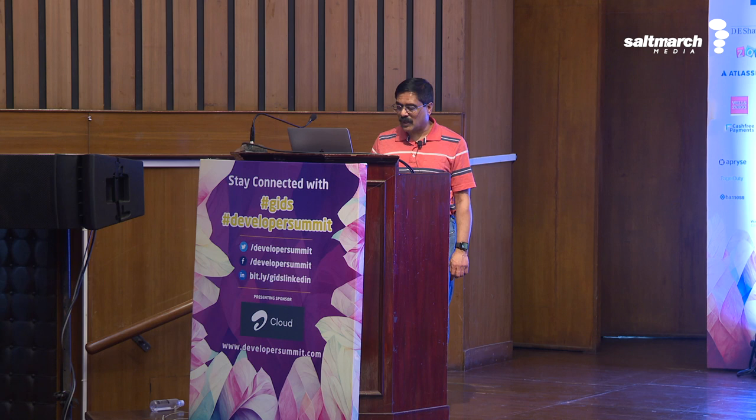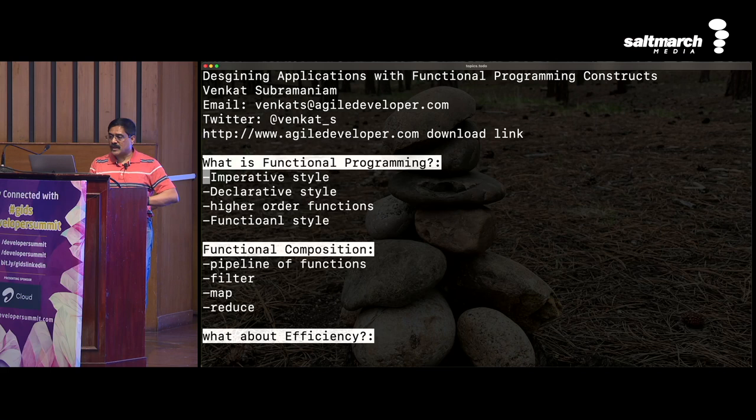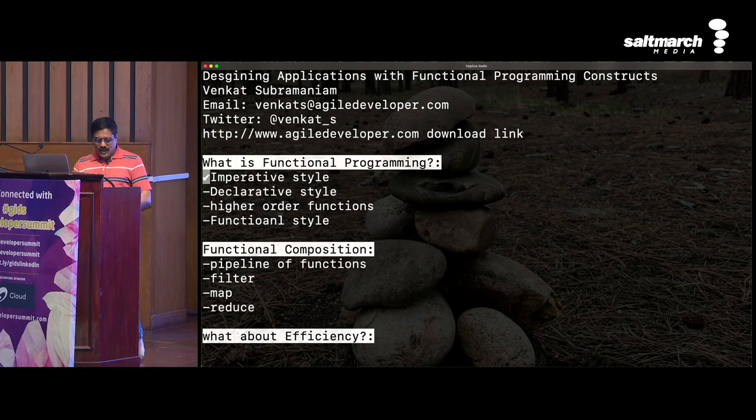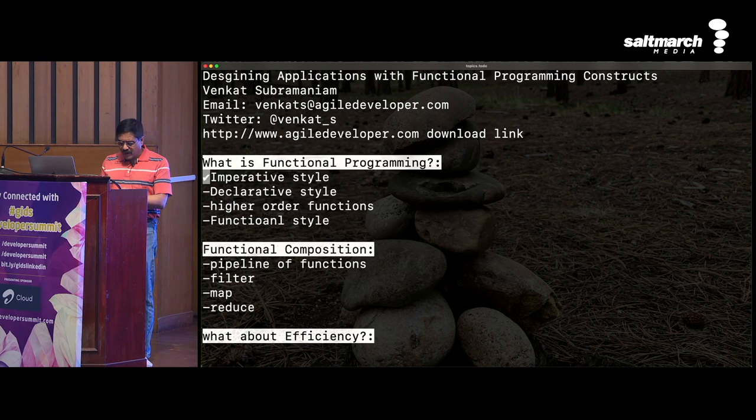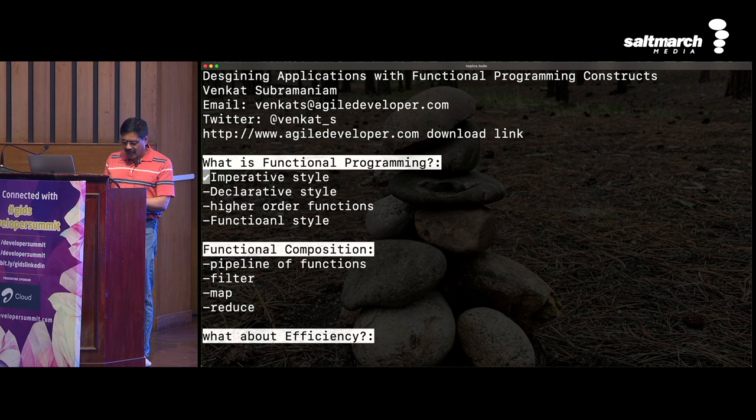So the first thing I want to start with is, before we talk about designing applications, what does it really mean to use functional programming. The very first thing, of course, before we jump into functional programming, is we'll talk a little bit about the imperative style of programming. So what is imperative style of programming? Imperative style of programming is where we take our time and effort to tell what to do, but also to tell how to do it.